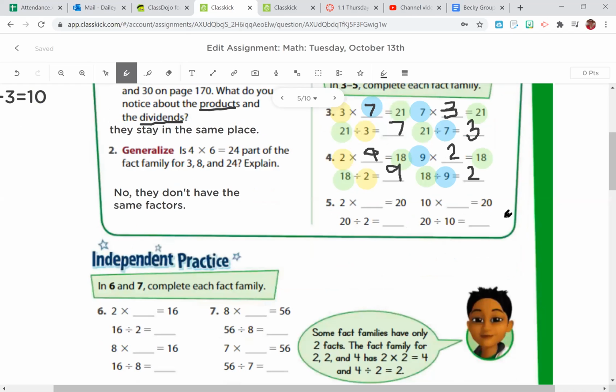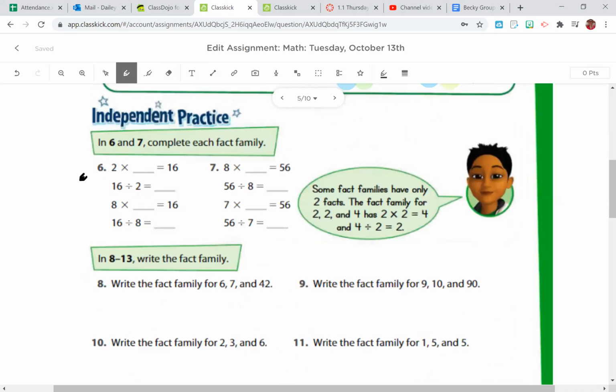Our last one, 2 times what equals 20? I have 20 as a dividend in a product. That's my first number in my fact family. I have 2. And my third is 10. 2, 10, and 20. And I know that 2 times 10 equals 20. I have all 3 of those numbers, 2, 10, and 20. 20, 2, 10. 10 times 2 equals 20. 20 divided by 10 equals 2.